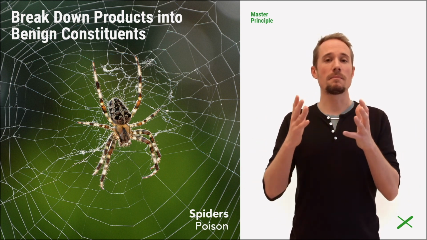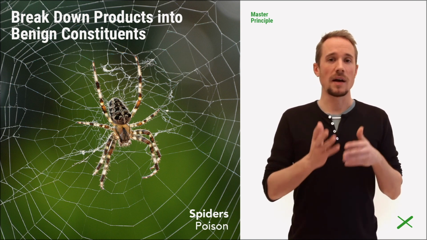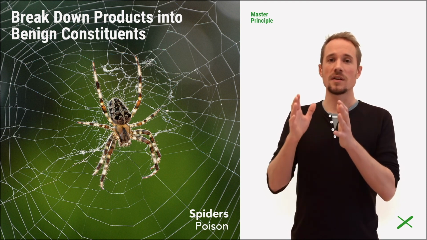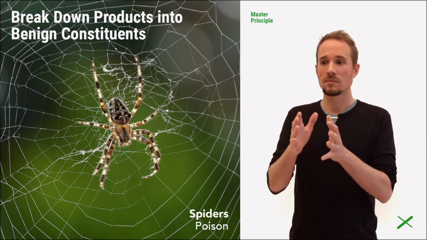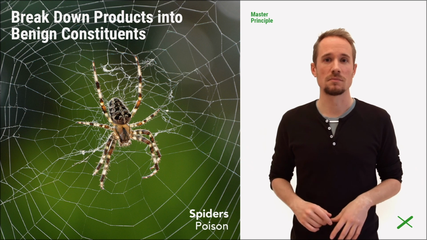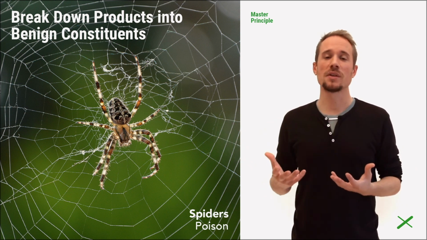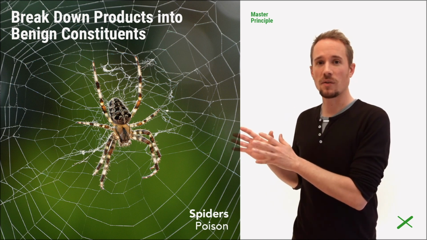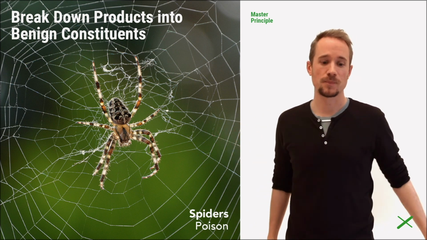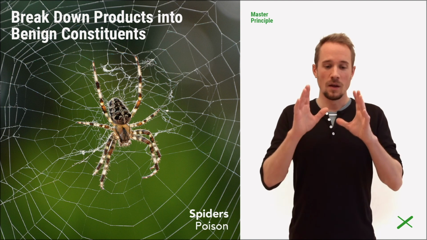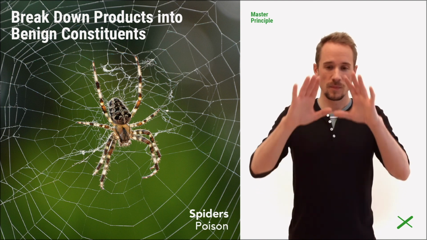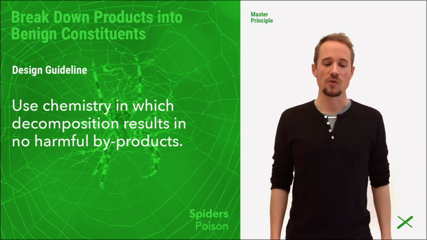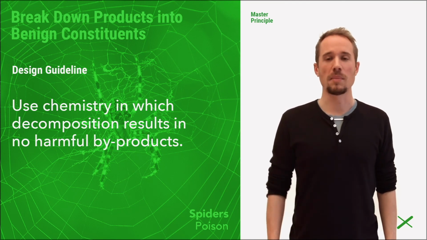There are very many poisonous animals or plants, but the poison that is used in nature is always gone very quickly. It breaks down naturally in natural processes into components that are life supporting again. Our design guideline: use chemistry in which decomposition results in no harmful byproducts.